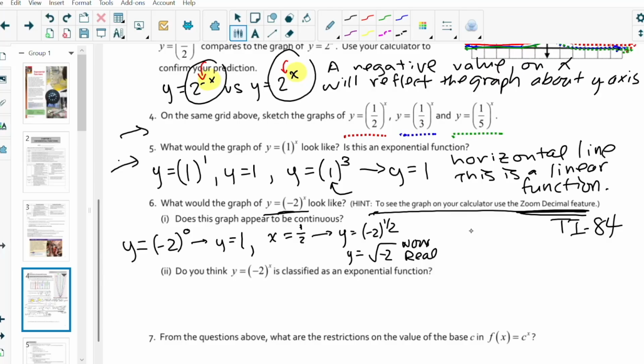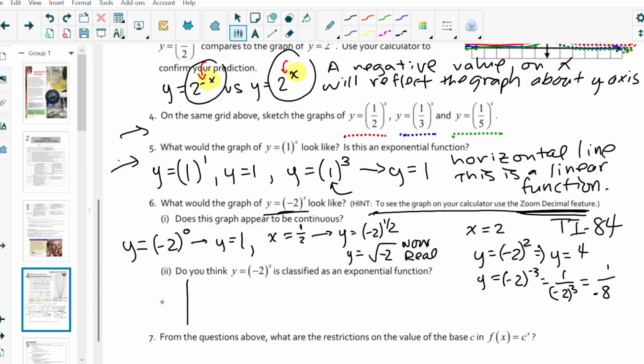Here's another weird thing about this. If it's an even number for x, so x equals 2, so y equals negative 2 to the 2, that's y equals 4. If it's a negative exponent, so y equals negative 2 to the negative 3, well, that is 1 over negative 2 cubed, and that's 1/8. Sorry, that's negative 1/8. So this function is going to look super weird.